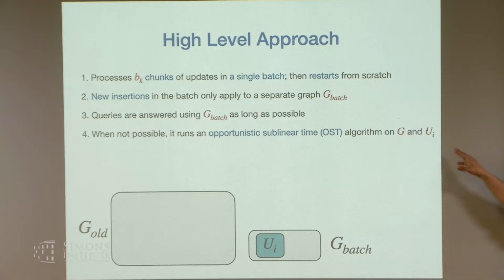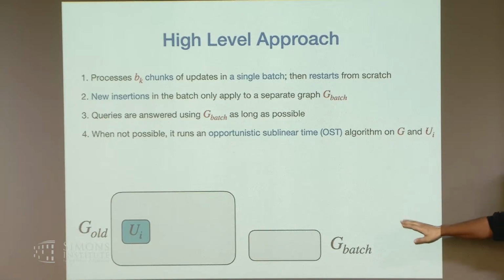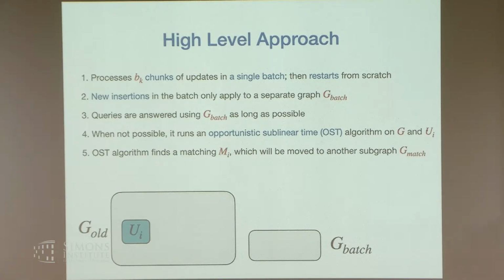If not, you're going to run an opportunistic sublinear time algorithm, and I'll define this soon. Basically, that's going to say, okay, I couldn't find it here. Let me go and find it in G of old. This algorithm tries to find a matching. Let's say it finds one. That matching exists. We are guaranteed that there is a large matching inside the graph. So if it's not here, it is there.